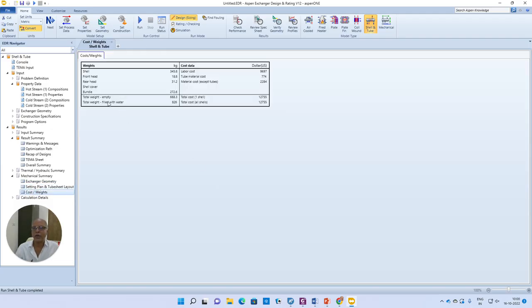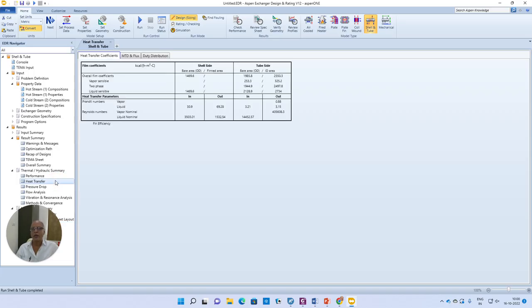So the weight of the total exchanger is about 668 kgs, but when it is filled with water it is about 826. And the cost of the exchanger is given as 12,755. Now you can probably see some other details. Of course, you can spend some time and try to see what are the various other calculations the simulator was able to perform.